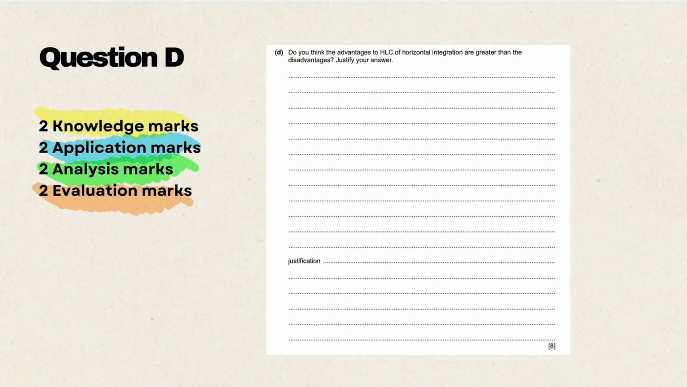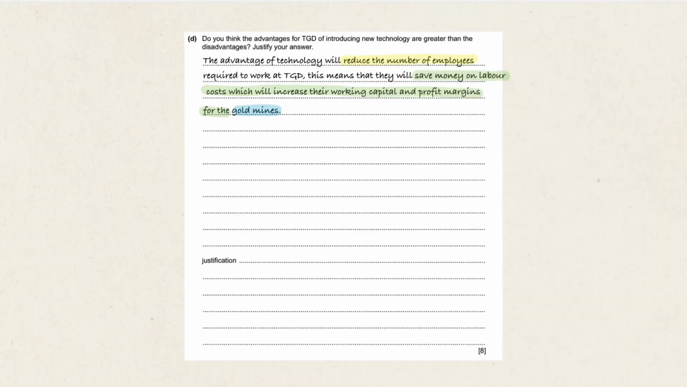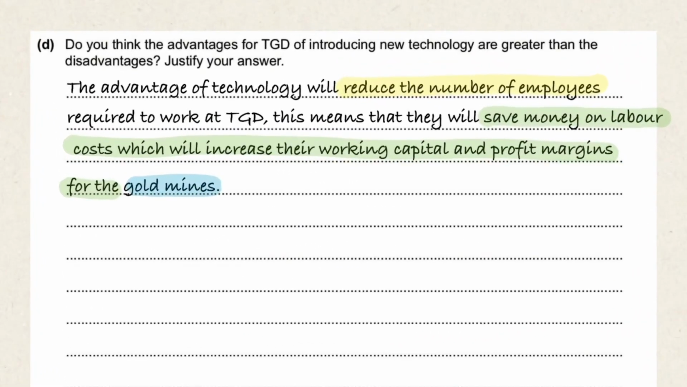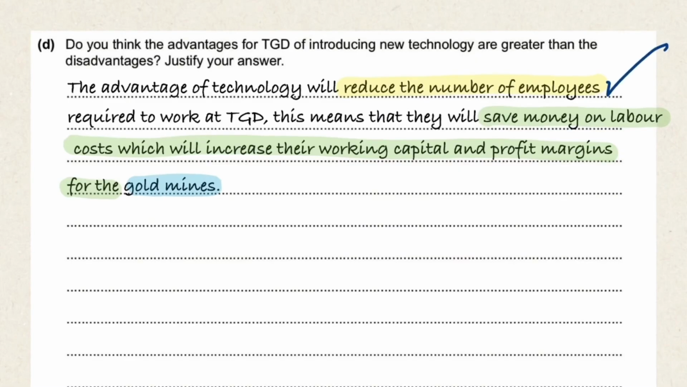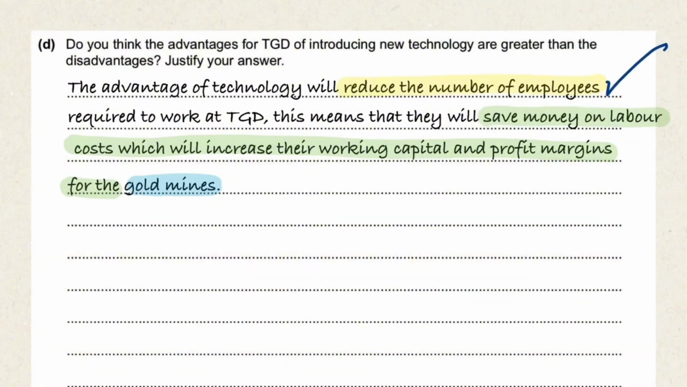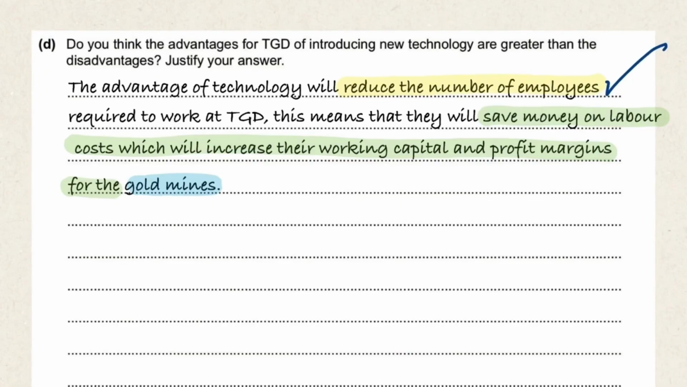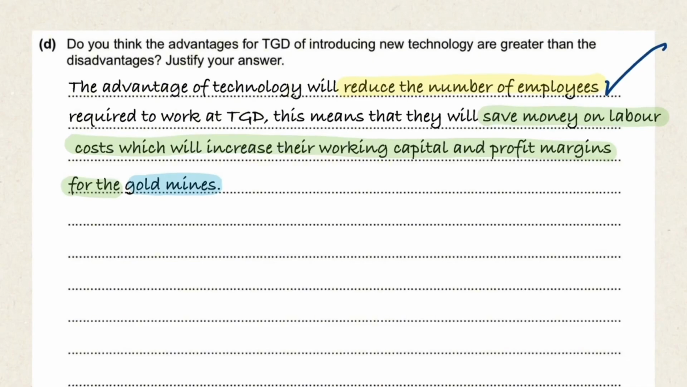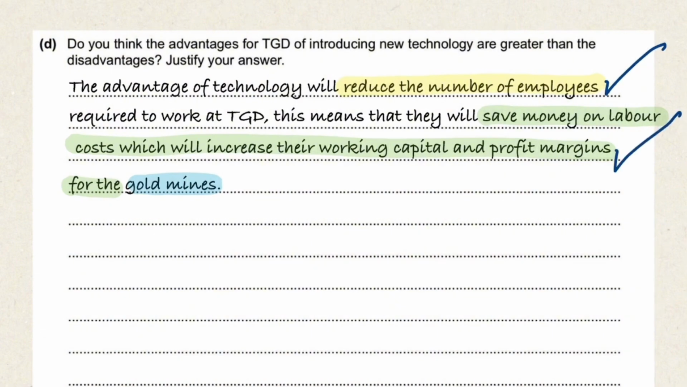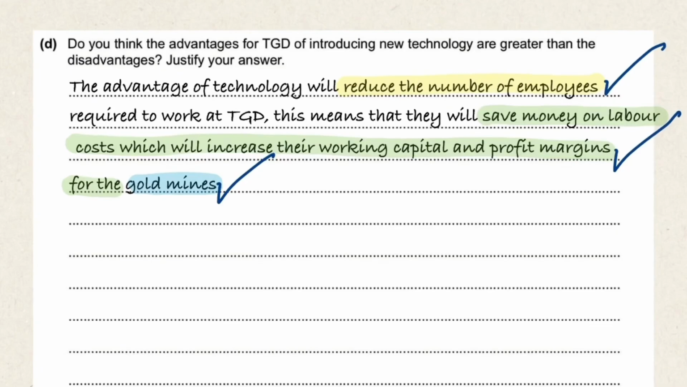The advantage of technology will reduce the number of employees, which is our first knowledge mark, required to work at TGD. This means that they will save money on labor costs, which will increase their working capital and profit margins for their gold mines. As you can see, there is a direct impact of the reduction of number of employees, which is to save money on labor costs and increase working capital and profit margins. And the application here is gold, which I'm sure you can tell that we have used 3 times already.